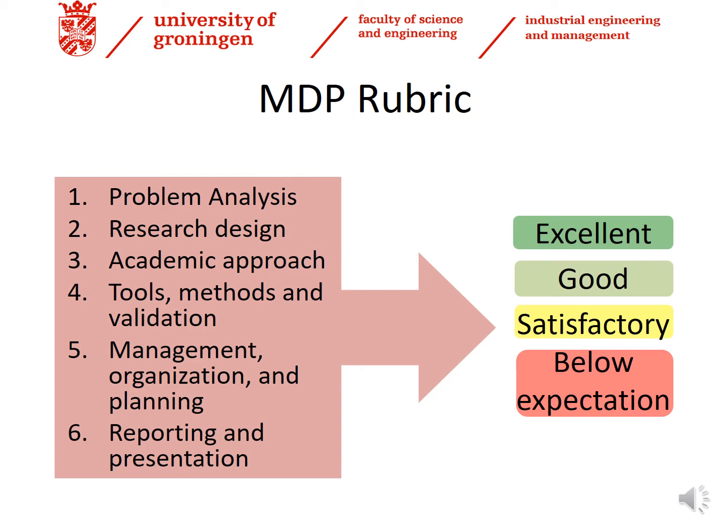Okay, as I said at the beginning, in one of the slides, there is a rubric. There are 6 elements that are evaluated from excellent to below expectation. And this is important. That is why we have the intake meeting. We would like you to go to this rubric in the Master Design Project Guide. Just go from the problem analysis, what is expected to be good, excellent, to the research design, academic approach, tools, methods, validation, management, organization, reporting and presentation.